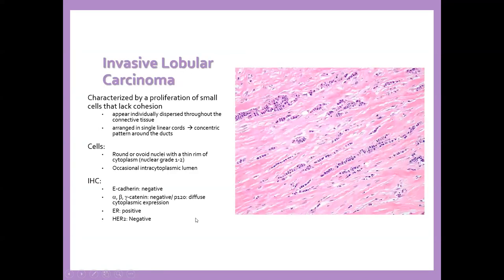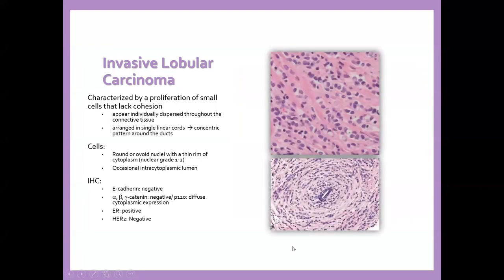And this is how invasive lobular carcinoma looks. It is characterized by a proliferation of small cells that lack adhesion. This is the most frequently seen pattern in infiltrating lobular carcinoma. And of course, the cells are round, small, and they really don't have much atypia. And by immunocytochemistry, these are E-cadherin negative.